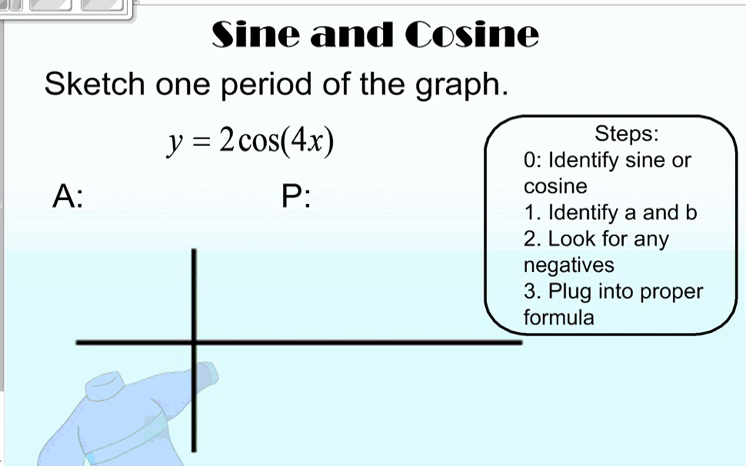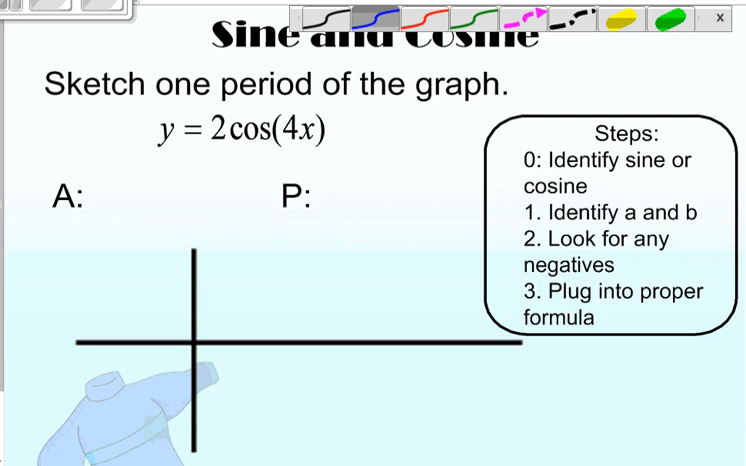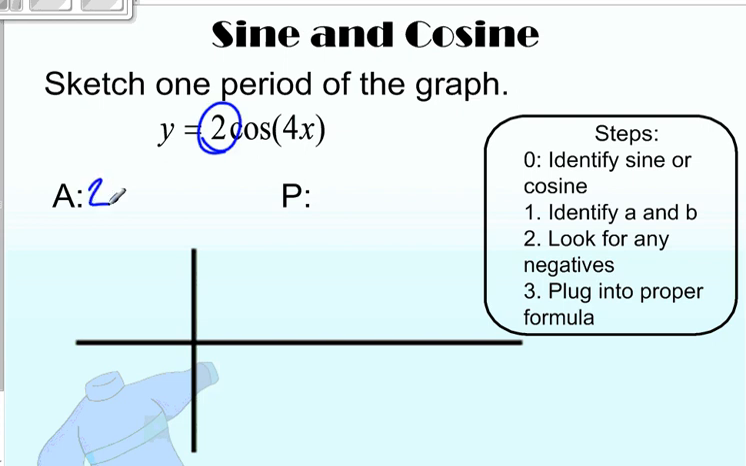So let's sketch one period of this graph. We just got to figure out some things. Our A value here is 2, because it's out in front. The A is always positive. Remember, we had those absolute values on it, so it's always positive. The period we're going to get by taking 2 pi and dividing it by our B value. So right up here, we're going to write B, which ended up being 4. So we're going to take 2 pi and divide it by 4, and we're going to simplify that, which we're going to get pi over 2.